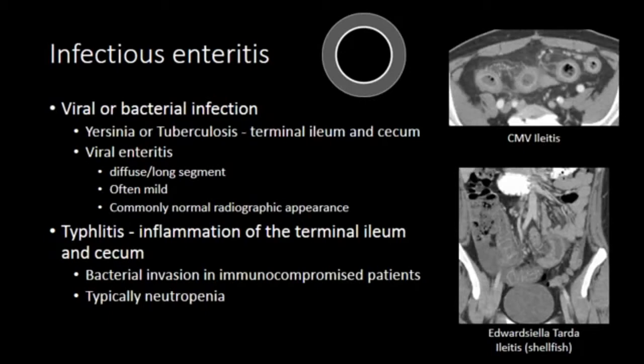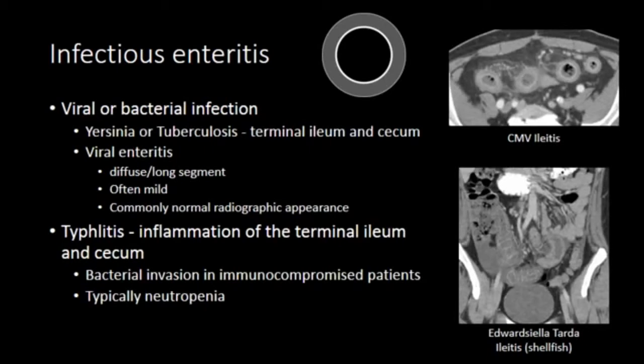Some classic etiologies for bacterial infection are going to be Yersinia or tuberculosis, and these tend to selectively involve the terminal ileum and the cecum. Viral enteritis tends to be more diffuse or long segment, and it's often mild. Many times, viral enteritis will have no apparent radiographic manifestation.